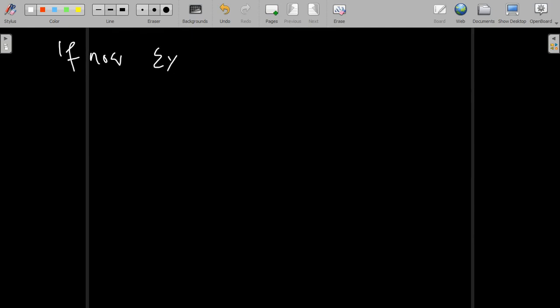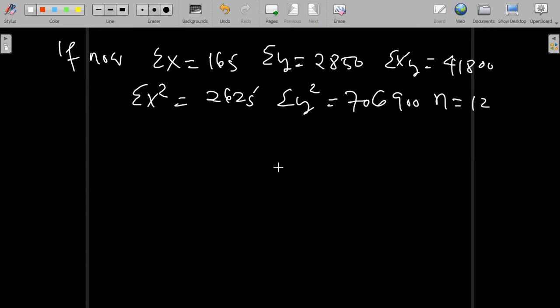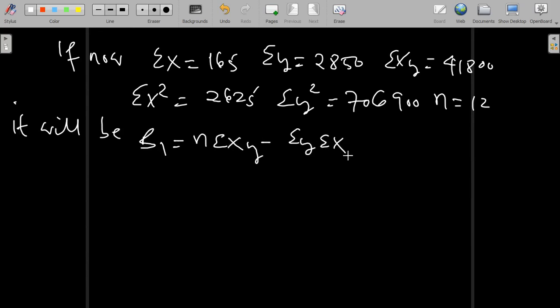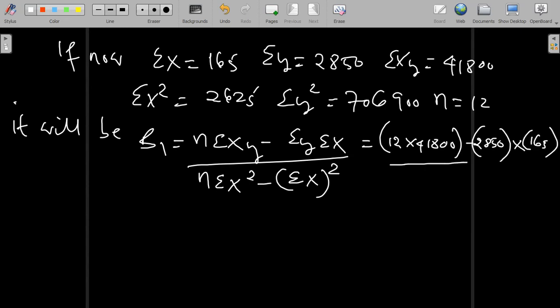So when we plug into our formula, the summation of x is equal to 165, the summation of y is equal to 2850, the summation of xy is equal to 41800, the summation of x square is equal to 2625, the summation of y square is equal to 76900, and the number of observations is equal to 12. Now for beta 1, it will be 12 times 41800 minus 2850 times 165, divided by 12 times 2625 minus 165 raised to the power of 2.